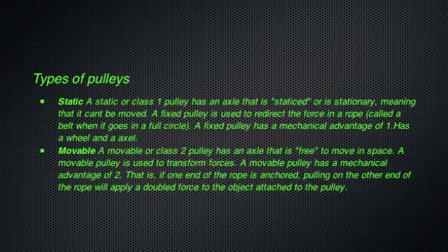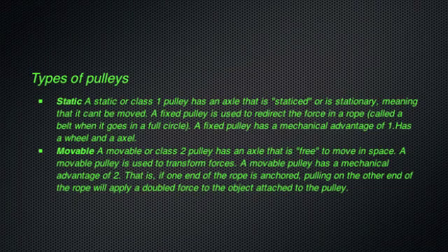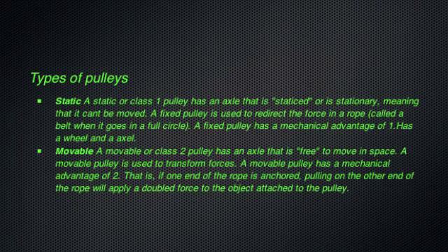Types of pulleys. 1. Static. A static or a class 1 pulley has an axle that is static or stationary, meaning that it can't be moved. A fixed pulley is used to redirect the force in a rope. A fixed pulley has a mechanical advantage of 1.